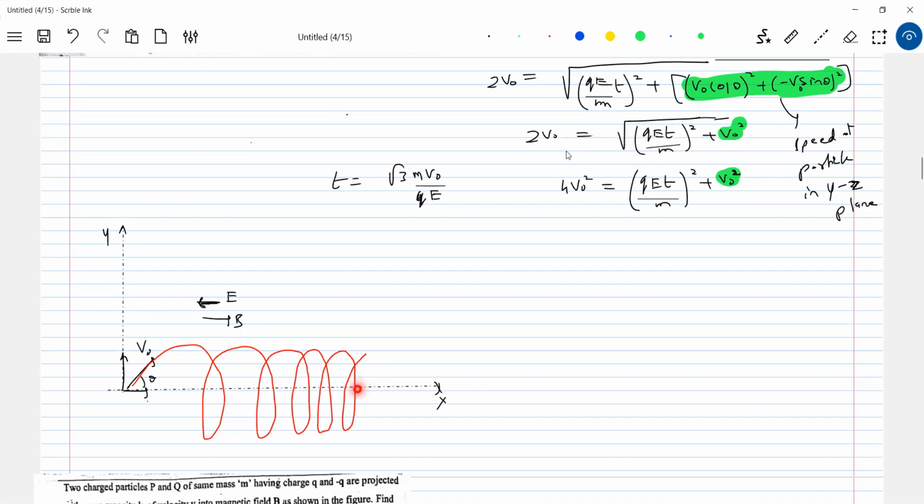So what happened to the pitch here? It's a helical path with a decreasing pitch. Again the same procedure, the only thing is the Vx component will keep on decreasing here. So you should be very careful about the direction of E bar and B bar. Is that okay? Fine.